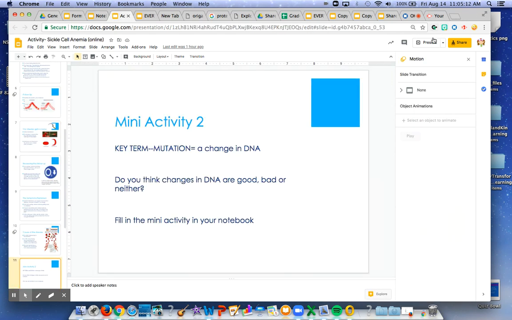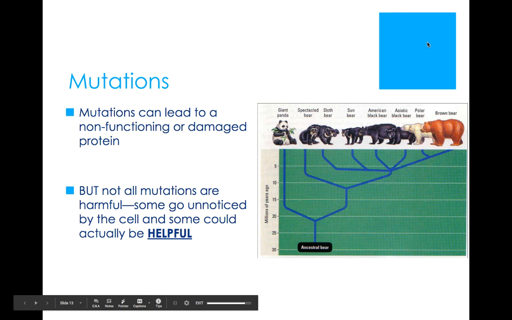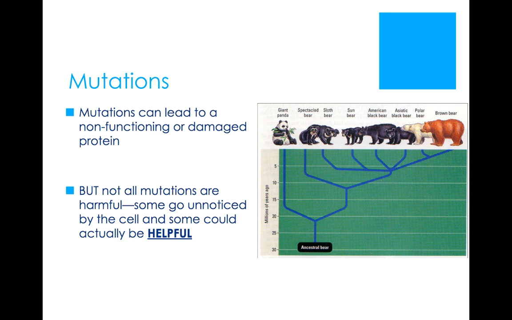So if we go back to mini activity 2, all right, so mutations can lead to non-functioning or damaged proteins. In the case of adding in or deleting a base, a lot of times that's going to result in a non-functioning protein because you're shifting everything in the chain. It's like a domino effect. In the case of replacing a base, a lot of times those could damage the protein or be what we call silent, where you don't see any change at all.